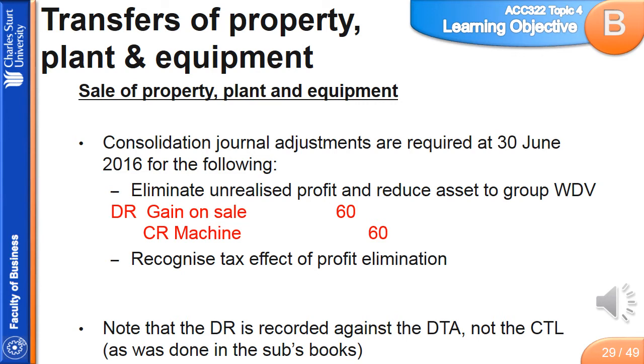And we've also got to account now for the tax effect, because in the subsidiary's accounts they would have recorded the tax on the sale to the parent. However, from a group's perspective, that's created a deferred tax asset of this $60 difference. So multiplying that by the 30% tax rate equals $18. So that entry is also recorded.